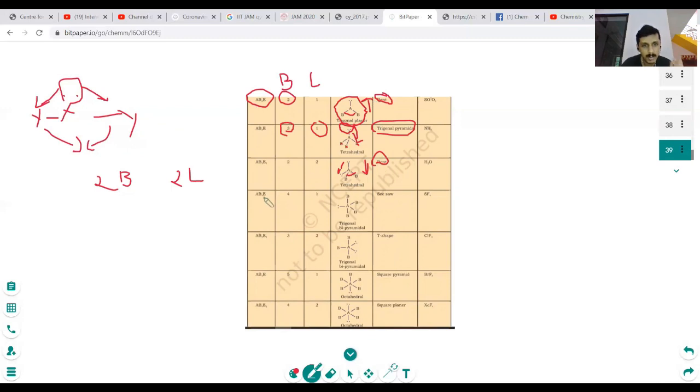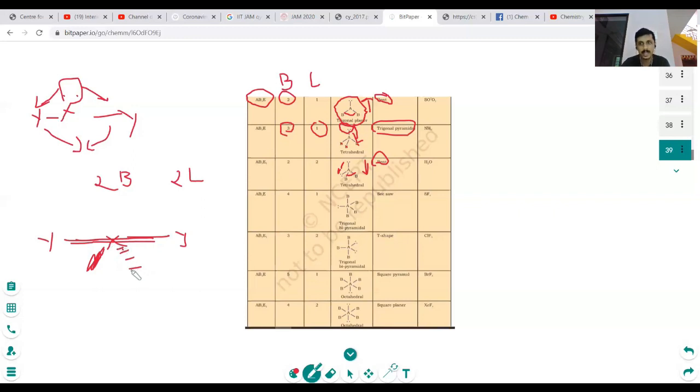Now comes AB4E. For AB4E, we have a seesaw structure. This is the X bond here, a bond here. This means you have a structure like this. I can show it like a seesaw structure. It's on a straight line. It's on a single plane, and these are going in one direction. One is coming out towards you.